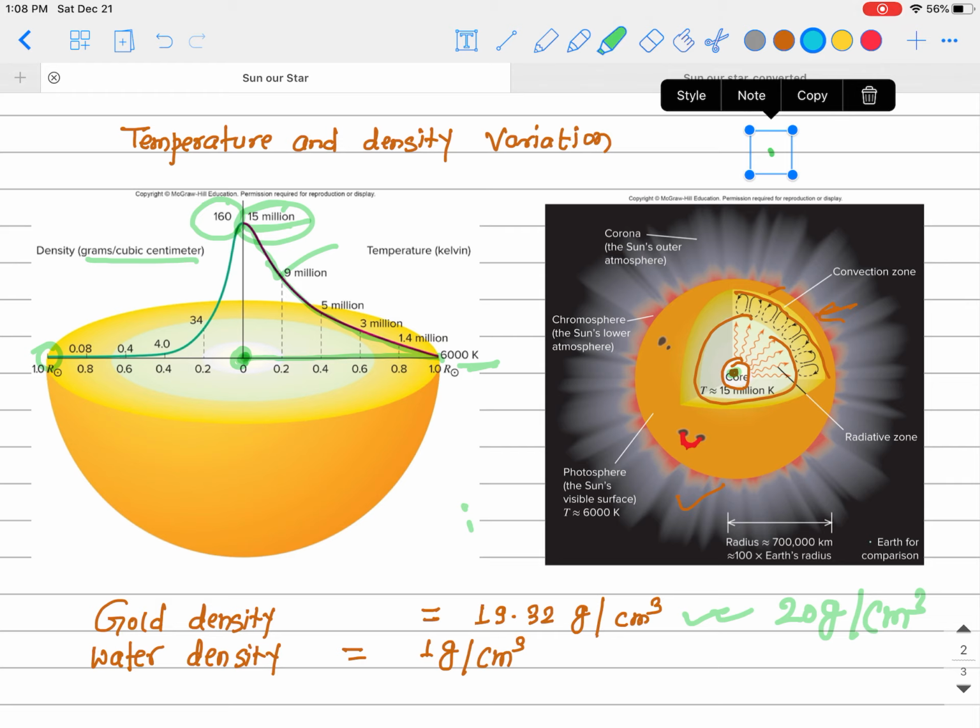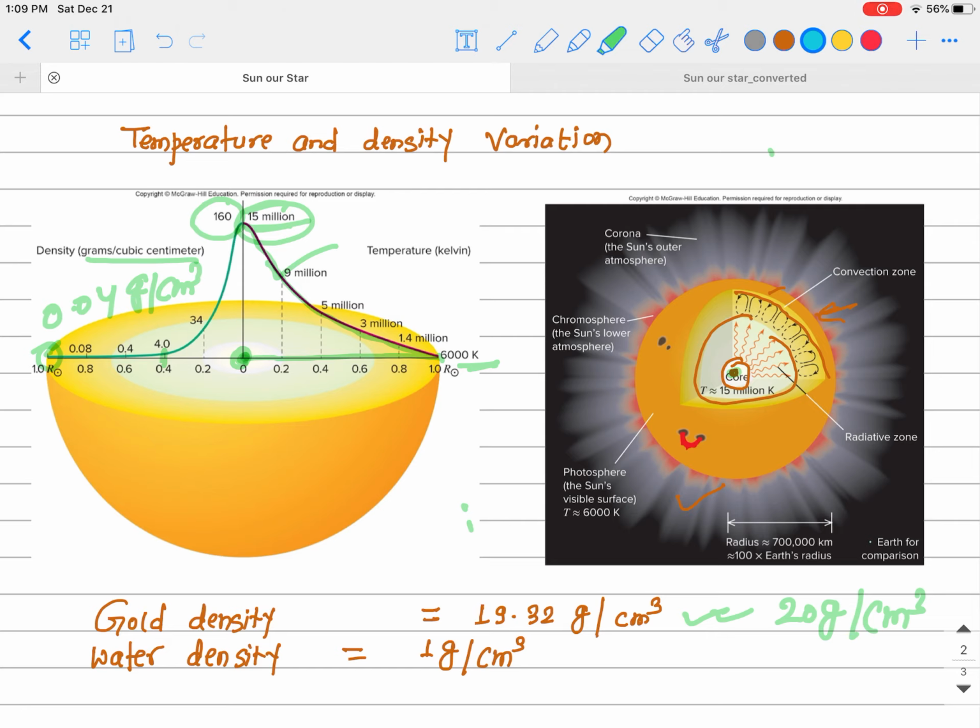Now if you come, let's say, halfway or 40%, then the density is equal to 4 grams per cubic centimeter. On the surface, the density is about 0.0004 grams per cubic centimeter. So the surface is much lighter than water. Most of the material is concentrated at the core. The surface of the Sun is very, very less dense, but the core is heavily packed.